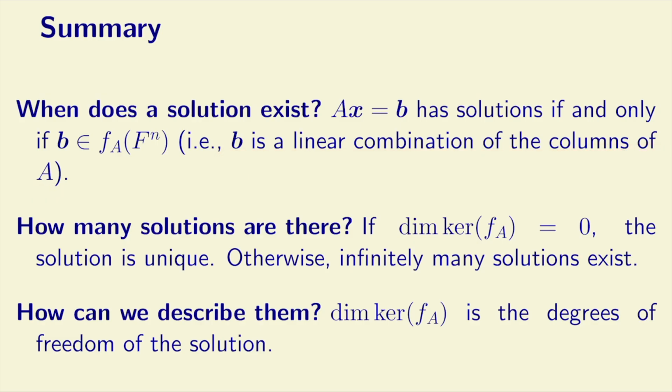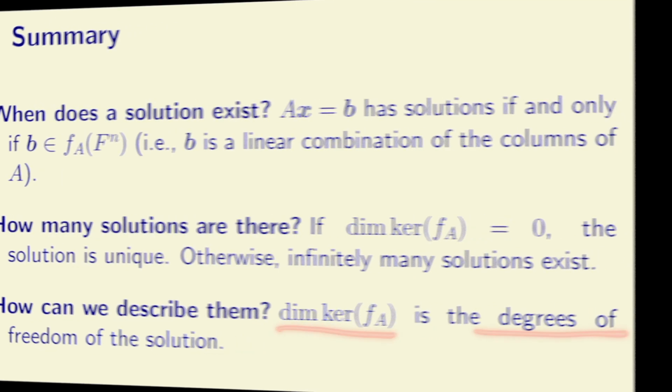The next point is, how many solutions are there? If the dimension of the kernel of A is 0, the solution is unique. Otherwise, infinitely many solutions exist. And finally, how can we describe them? The dimension of the kernel of A is the degrees of freedom of the solution.